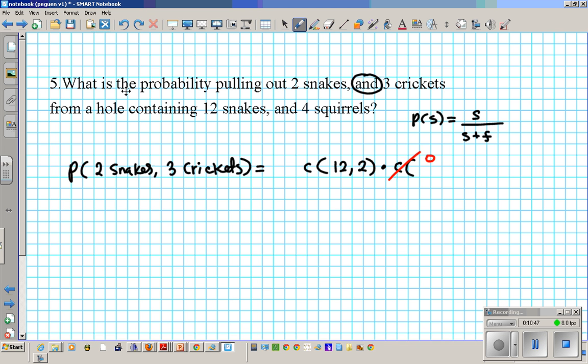So in this case, the probability is equal to 0. Since there are no crickets in the hole, there is no chance you're going to have any crickets. You can have some snakes, but no crickets. But it says "and," so this has to be considered. So in this case, your probability is 0.